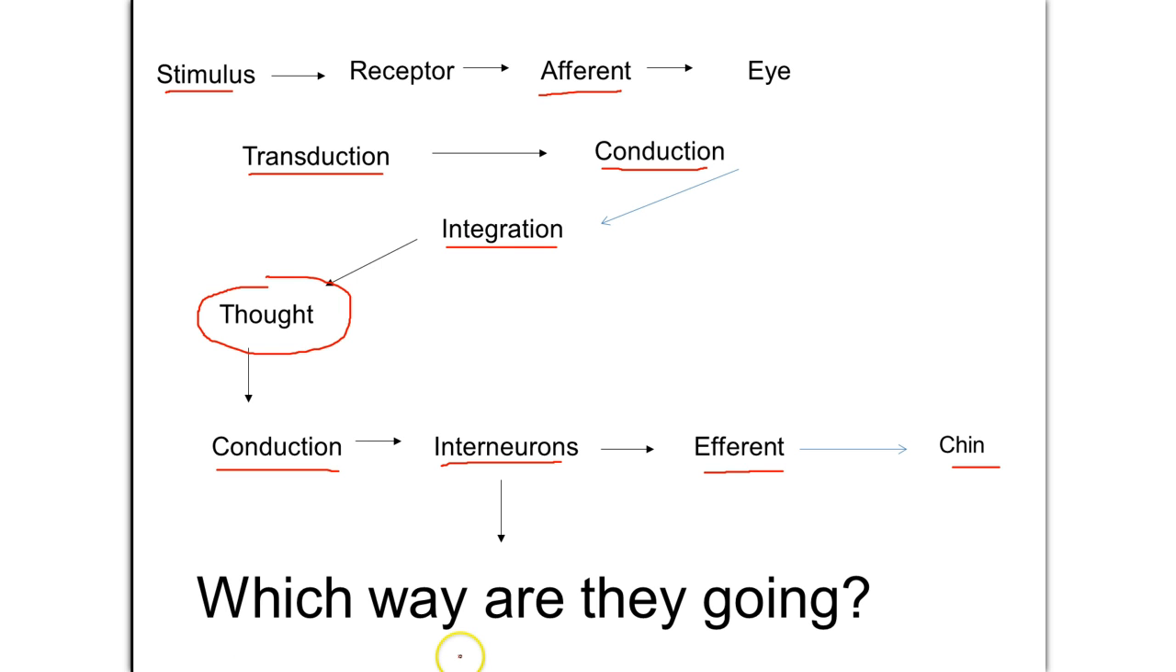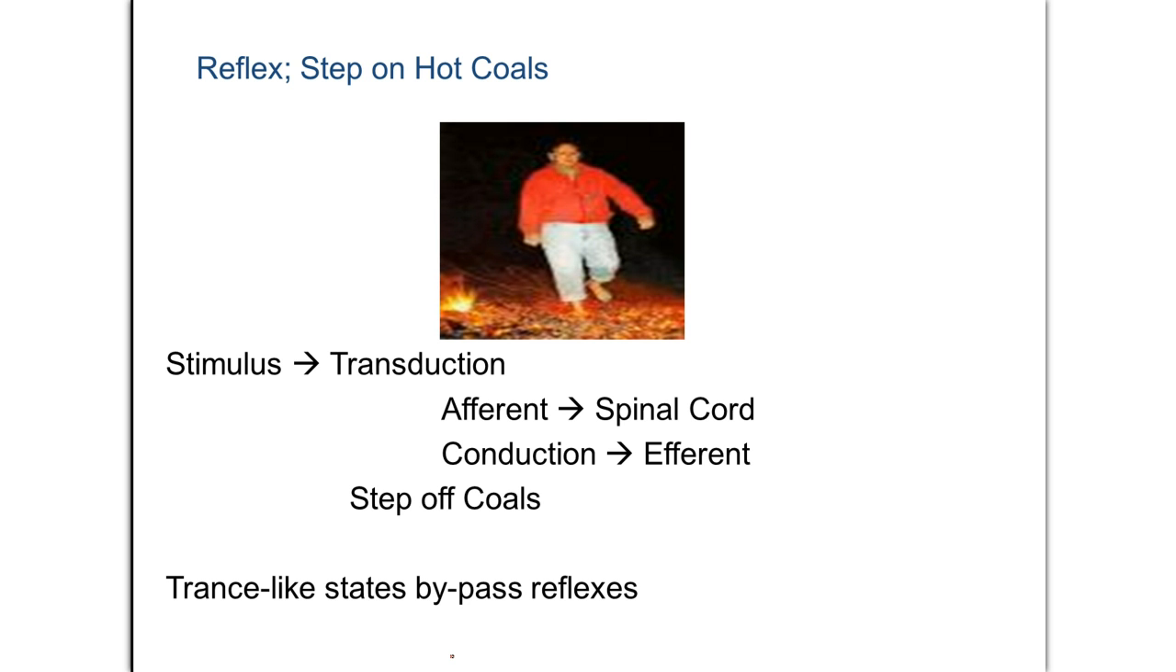Now, this is very simplified, but it does give you an idea of the complexity of the whole system every time we think or do anything. We have a special case here, which are reflexes. All right, normally reflexes go through a stimulus. We do the transduction, which means transferring neural to neural energy. It's going to go to the afferent or incoming nerves to the spinal cord. We're going to have this conduction, and then we're going to send it out to the efferent, and we're going to step off the coals.